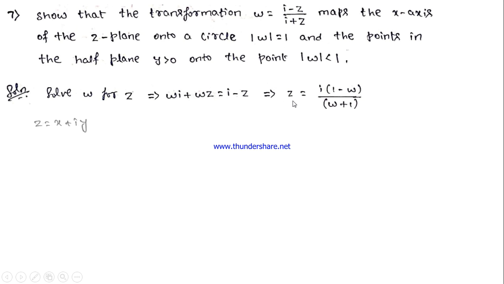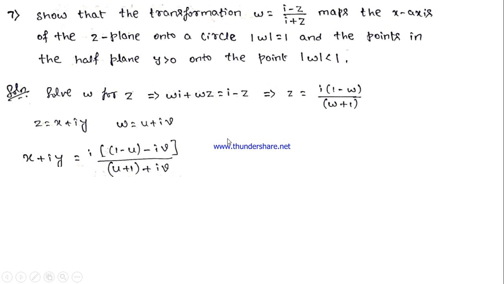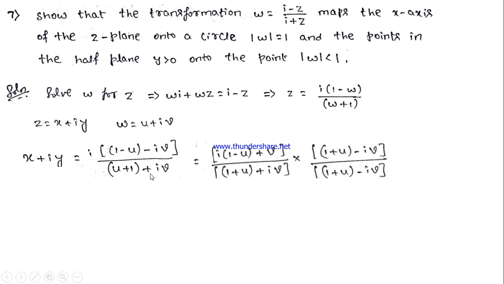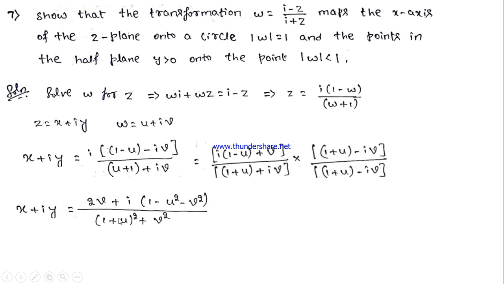So for that I will take z = x + iy and w = u + iv in this. By using this, the expression reduces to this form. Here you have the real part, 1 − u − iv over u + 1 + iv. I want the value of y, which means I need to separate the real and imaginary parts. So multiply and divide by the conjugate of the denominator and simplify it to get this expression.